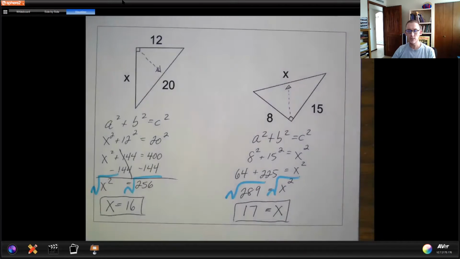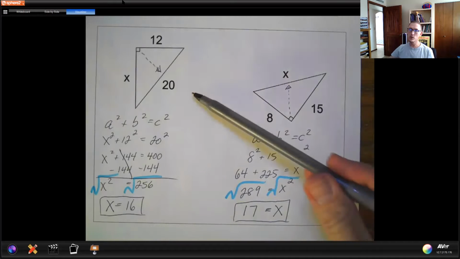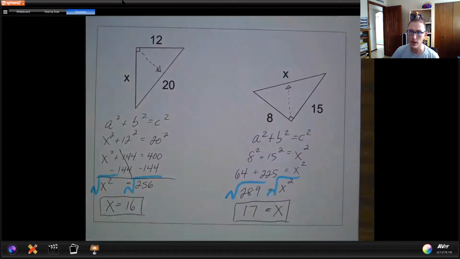So you've got two different style problems. You've got problems where you are trying to find the hypotenuse, you're trying to find side C. Or you've got problems where you are given the hypotenuse and you're trying to find one of the legs. So that's pretty much the lesson for the intro on the Pythagorean theorem. We are going to continue to work through this for the next couple of weeks, and we're just going to build and build and build as we go through it.